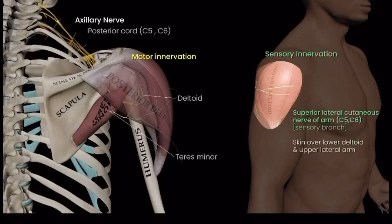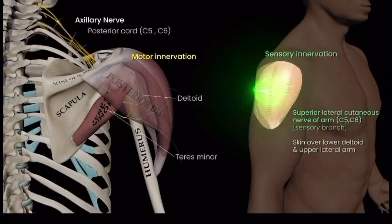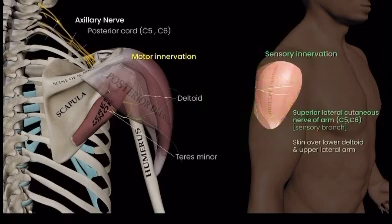In summary, the axillary nerve supplies motor innervation to the deltoid and teres minor muscles and sensory innervation to the skin over the lower deltoid and upper lateral arm.